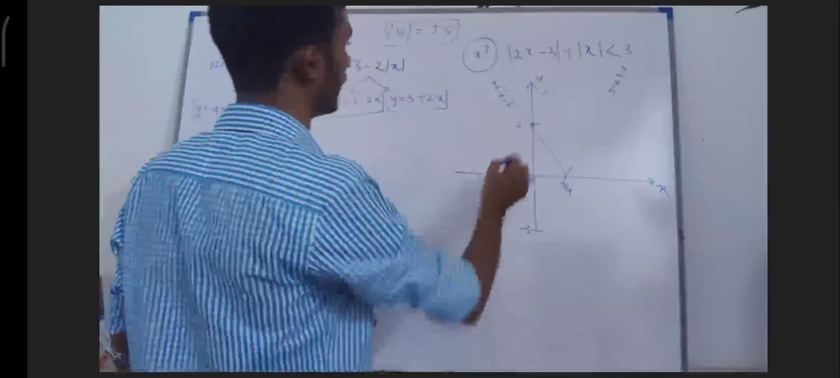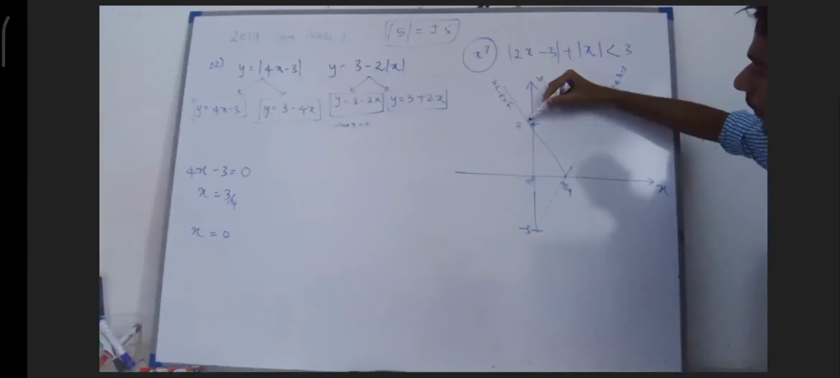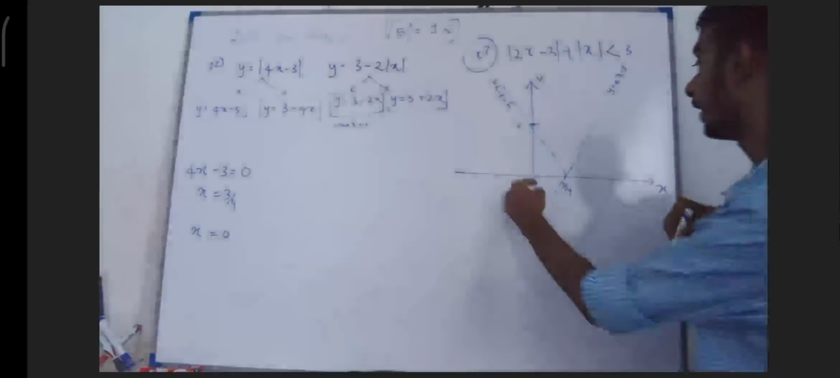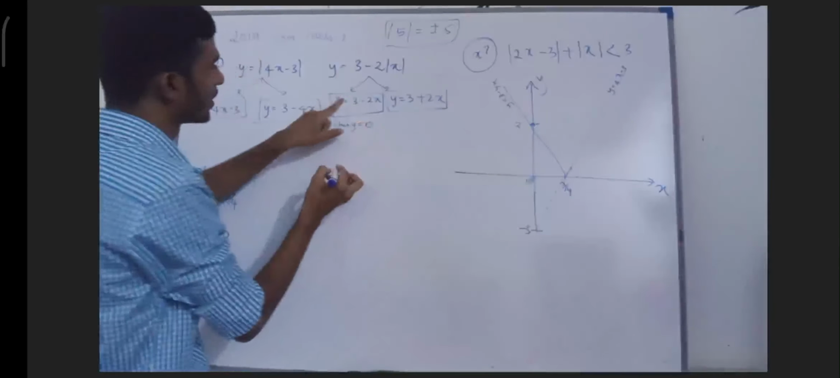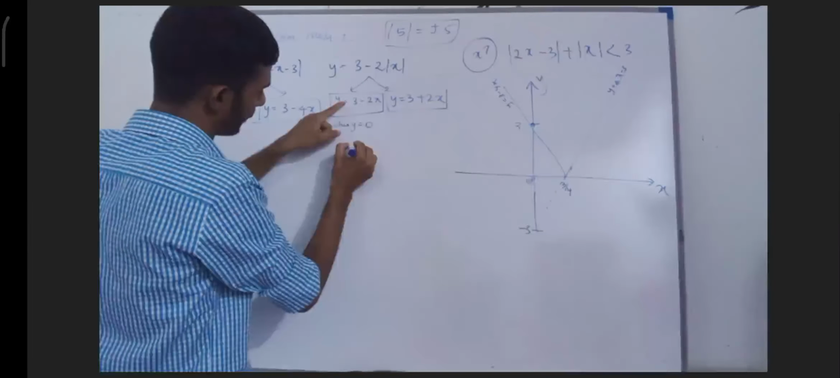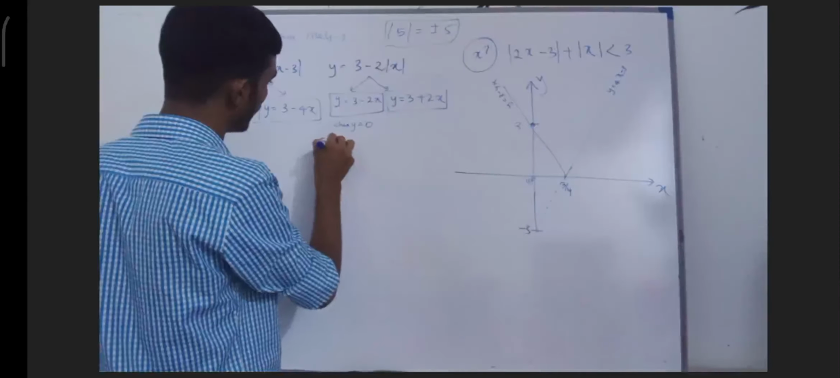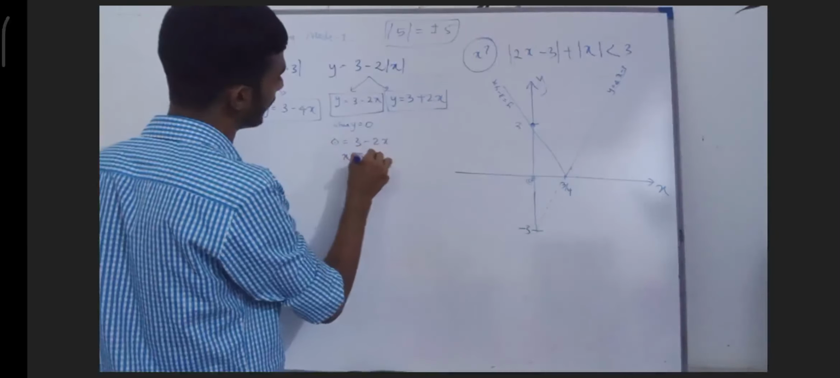So it will go like this. Now we have a question. Now I have to find out at which point the graph will intersect the x-axis. So when y is equal to 0, x will be... so y is equal to 0, so I can put 0 here, is equal to 3 minus 2x. So x is equal to 3 by 2.